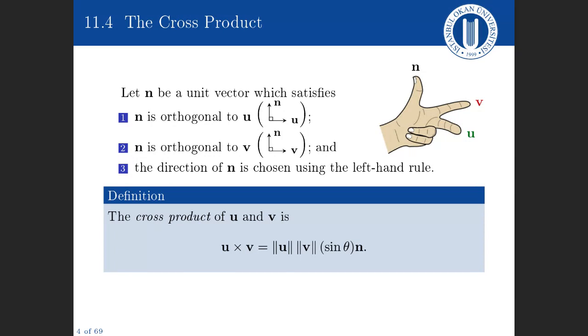The cross product of U and V is then defined using this formula. U cross V is the norm of U multiplied by the norm of V multiplied by sine theta multiplied by the unit vector N.